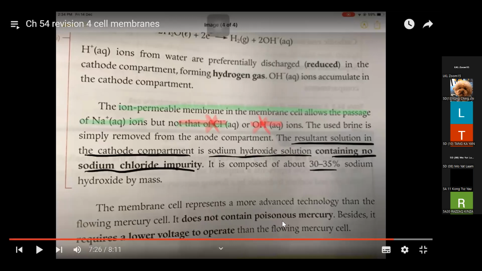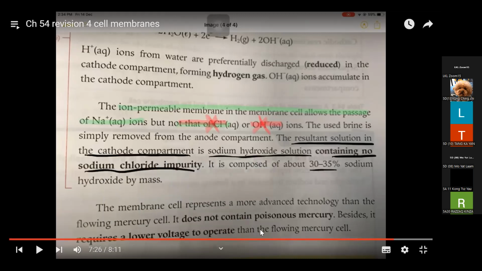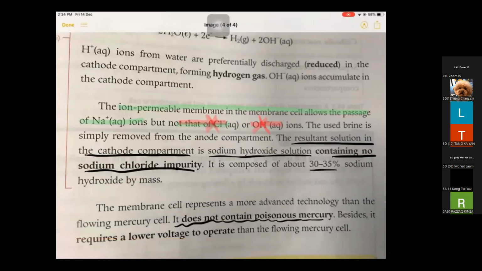it does not contain poisonous mercury. Besides, it requires a lower voltage to operate than the flowing mercury cell. Lower voltage，錢嚟嘅，電係錢，好貴嘅。More advanced technology.